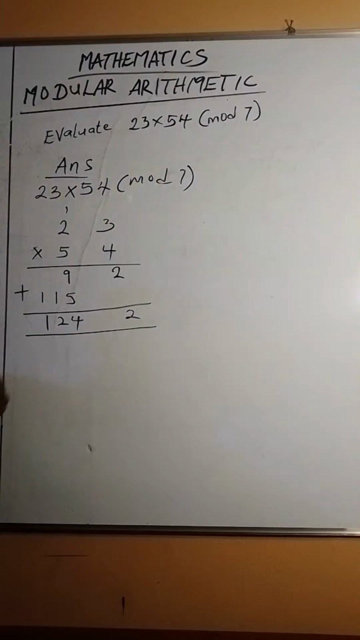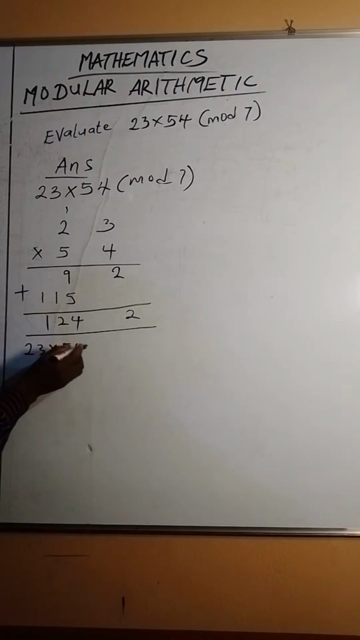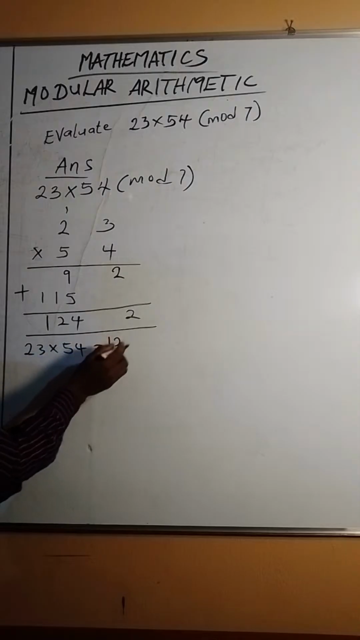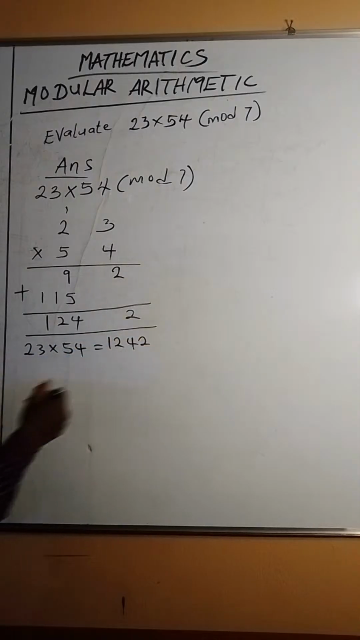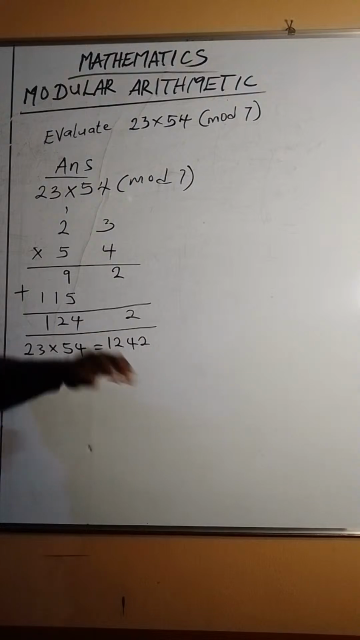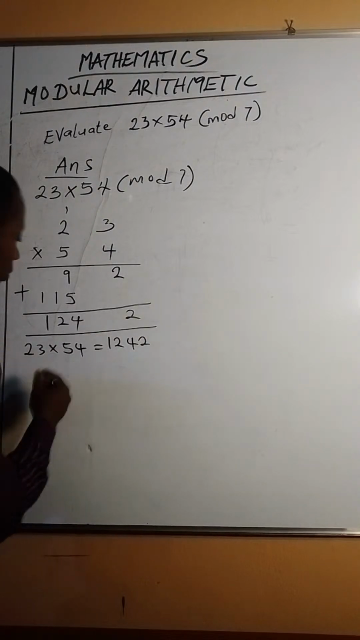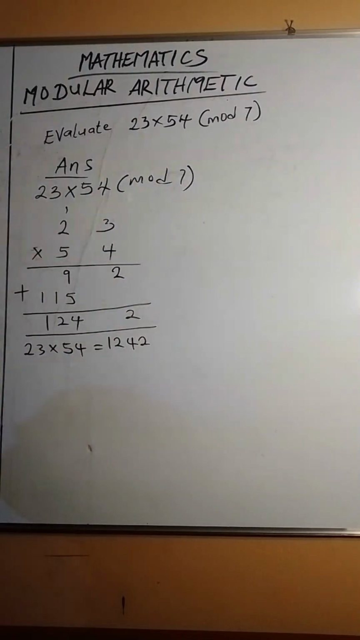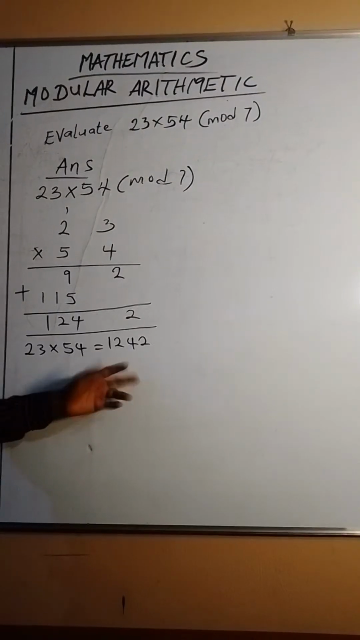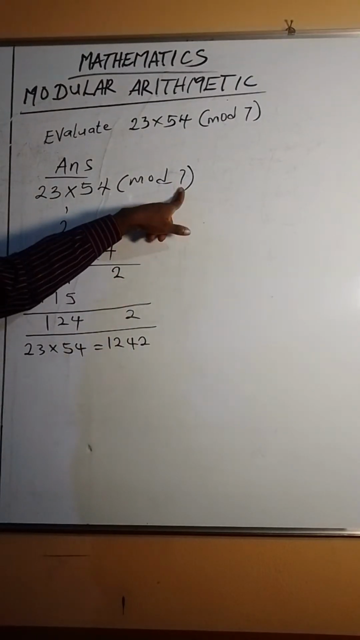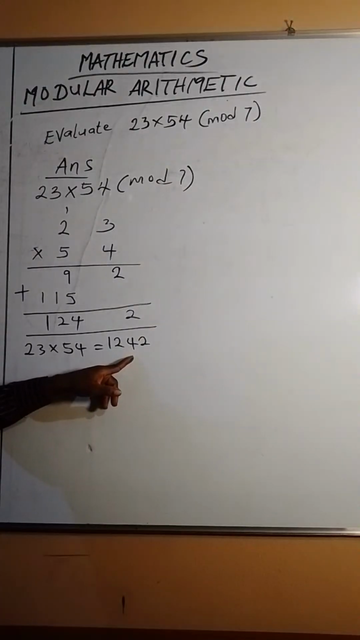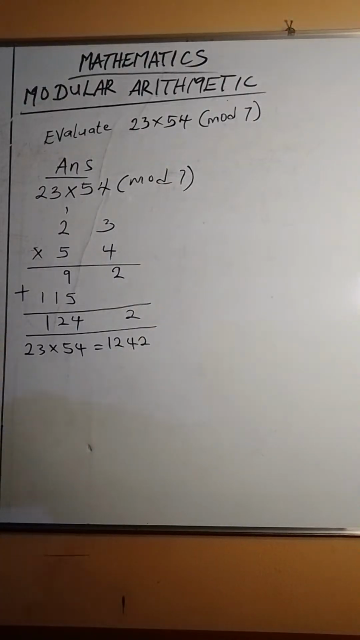What it means is that 23 times 54 is equal to 1,242. Now, this is not the final answer to this question. The final answer is gotten by using 7 to divide this number. How do we go about it? It's very easy. We are going to use the short division method.